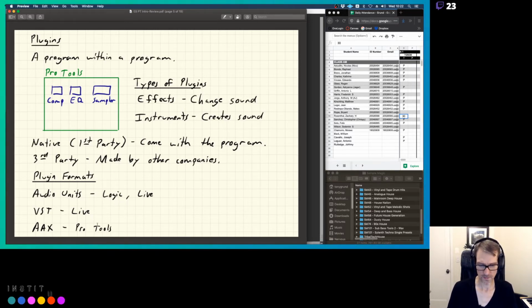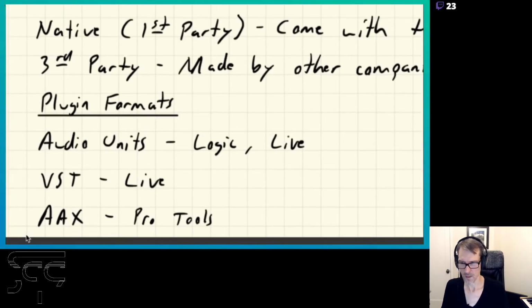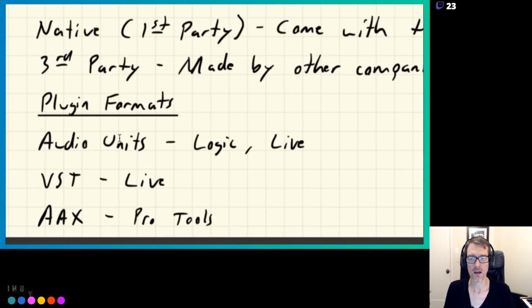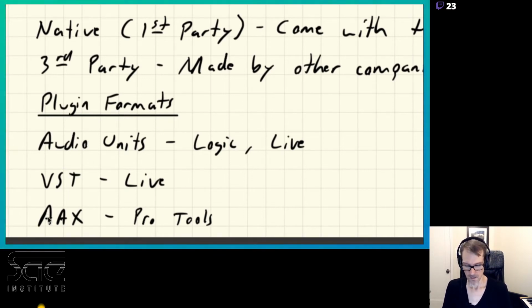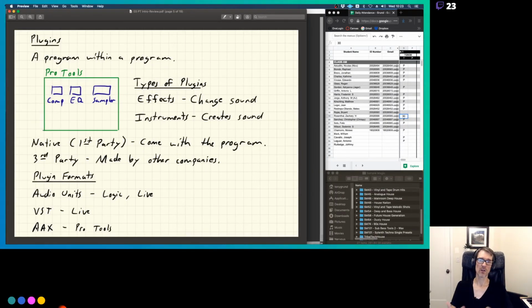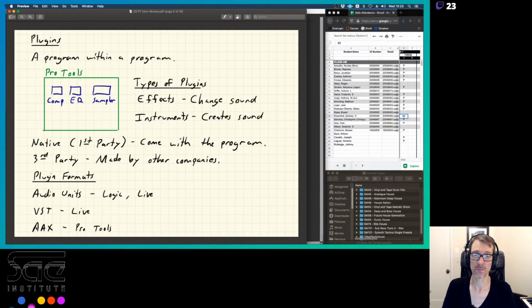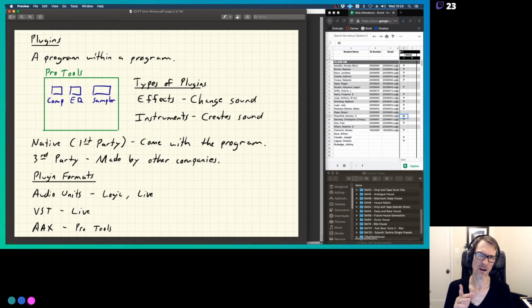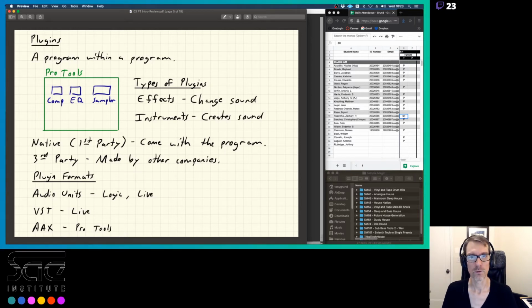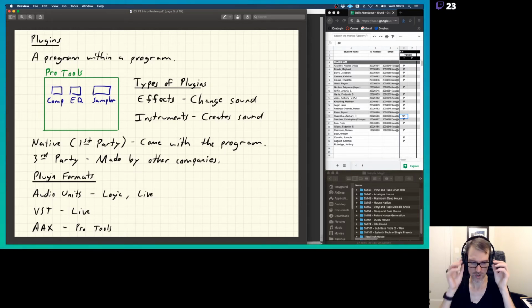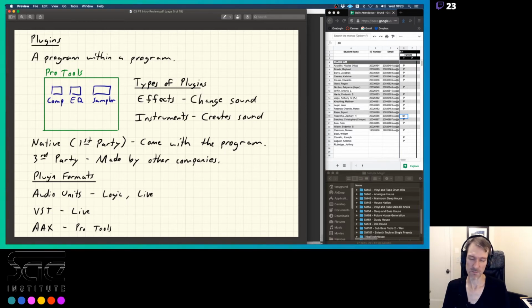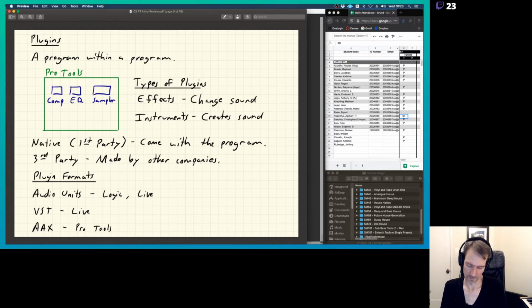So as you can see here, down here on the bottom of the screen, Ableton Live can use Audio Units or VSTs. Logic can only use Audio Units, and Pro Tools can only use AAX. This is important when you're looking to download a new plugin or buy a new plugin. You have to be aware of what format it's made for. So there are some really cool plugins that are not made for Pro Tools. They don't make an AAX version, and you have to be aware of that. There's nothing you can do about it.